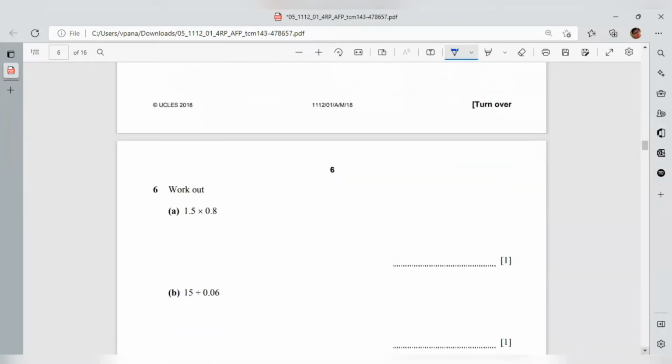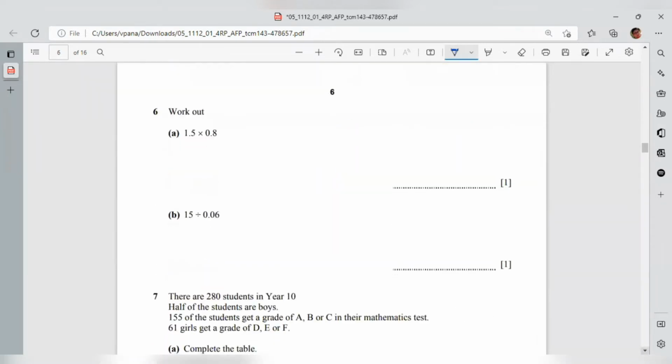Question number 6, work out 1.5 times 0.8. To work out 1.5 times 8, we simply do 15 times 8, which is 120. And then we look for the decimals. There is 1 and 2 decimal places, so this is going to be 1.20. Now 15 divided by 0.06.